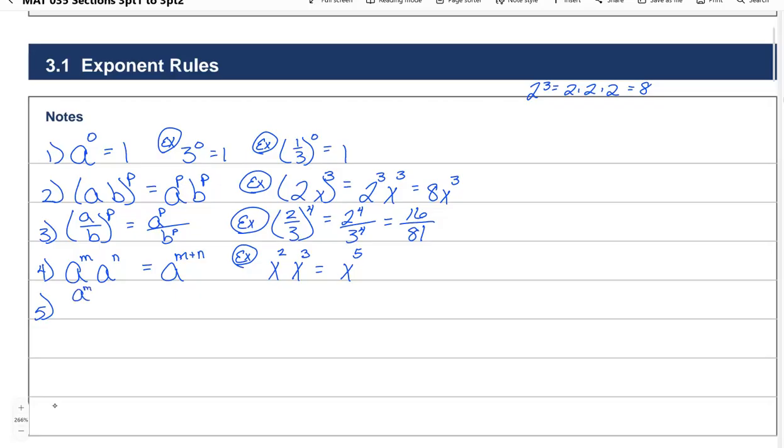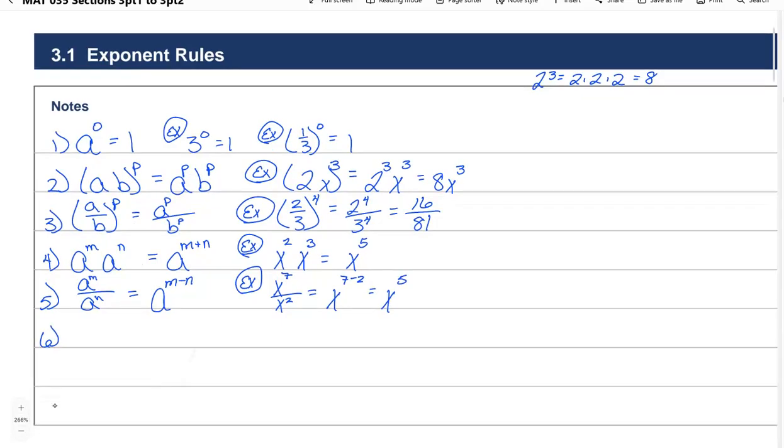So what if I have a to the m over a to the n? Well, when we divide and we have the same base, we're going to subtract the exponents. And notice it's going to be that top exponent of m minus the bottom exponent of n. For instance, if I have x to the 7th over x squared, that's x to the 7 minus 2, which is x to the 5th.